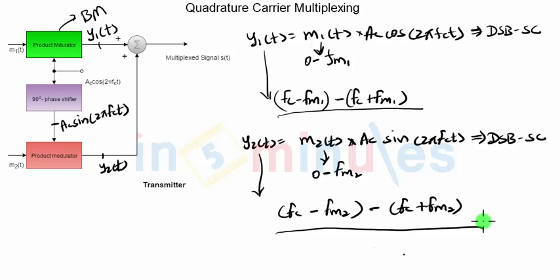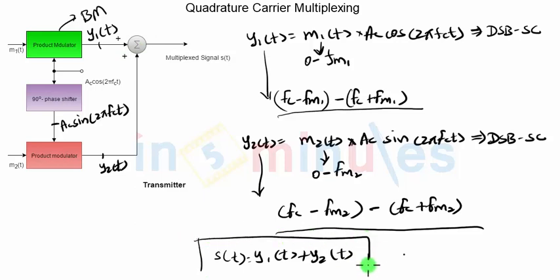So this is a transmitter of quadrature carrier multiplexing. My final multiplex signal S of t will be nothing but the sum of the two signals Y1T plus Y2T, as we are using an adder block at the output. So I'm adding the two modulated signals and transmitting it to the receiver side. Let us see when the receiver receives the sum of the two signals, how it will extract M1T and M2T from the common received signal.